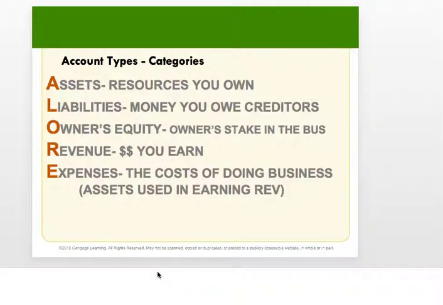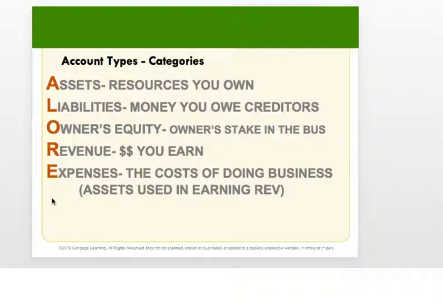The first thing I want you to know, and you need to memorize this, are the account types, the categories of accounts. And you'll see here the abbreviation ALORE is a good way to help you memorize that. If you don't understand the account categories, there's no way that you can create financial statements. So it's the very first thing you must memorize.